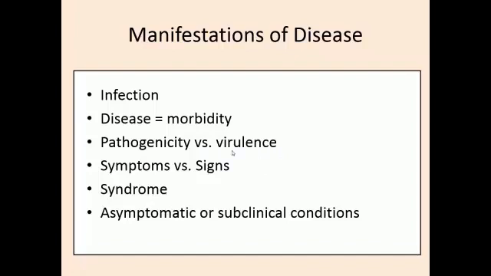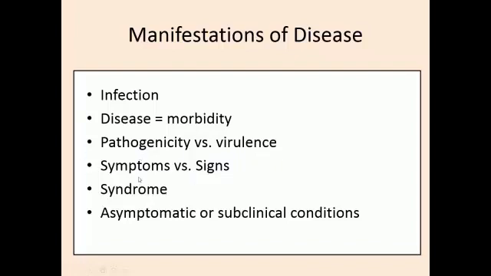Measles, on the other hand, has a high degree of pathogenicity, has a strong ability to cause disease in humans, and it has a high degree of virulence. In countries where children are not vaccinated against measles, 25% of children under the age of 5 die of measles. That's virulence. Some diseases are more virulent or cause a more severe disease than others.